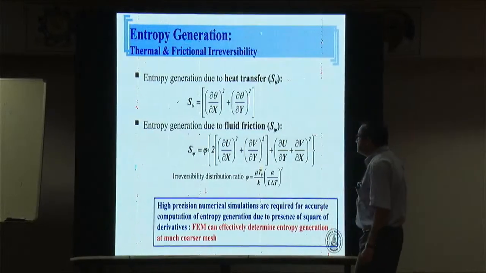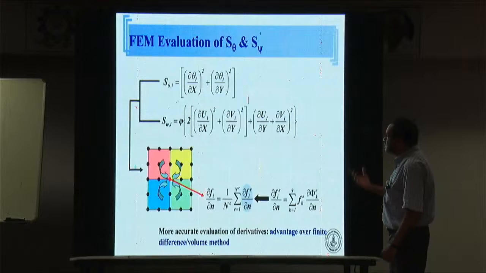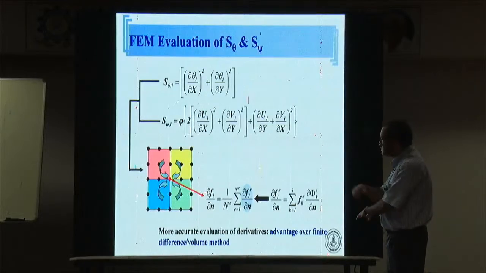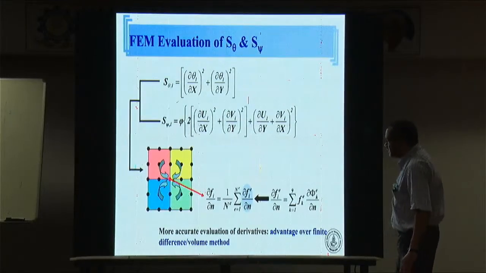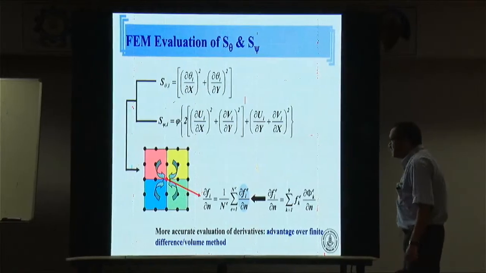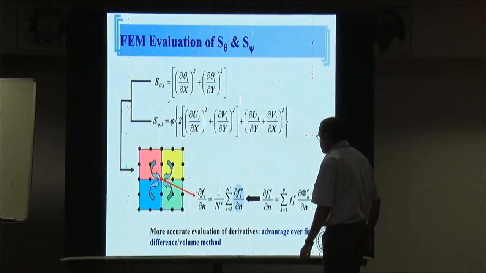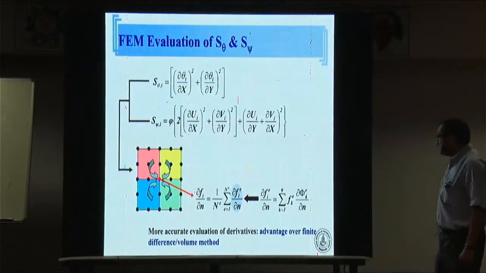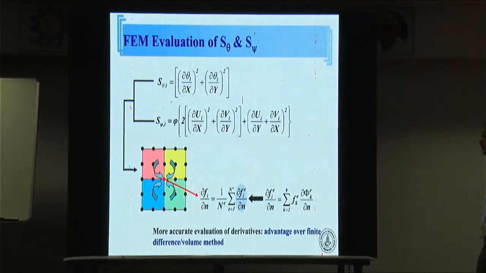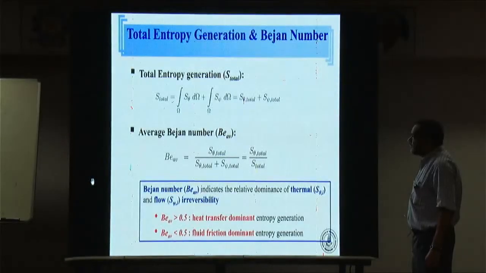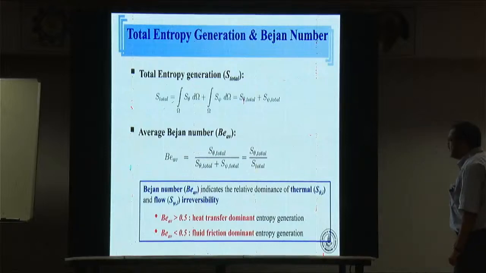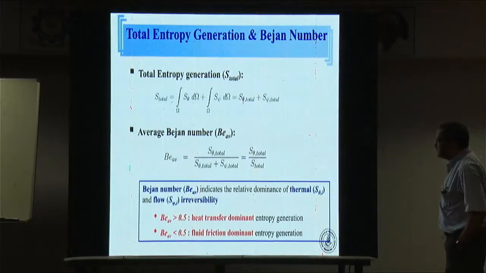Next slide please. Yeah, so these are the derivative calculations, and derivative calculations for any particular point are very challenging using mathematics, and finite element plays a big role, with more accurate evaluation of derivatives and advantages over the finite difference or finite volume method. Next slide please. Okay, so total entropy generation one can actually calculate, and an average Bejan number can be calculated, which are the indicators. Next slide please.